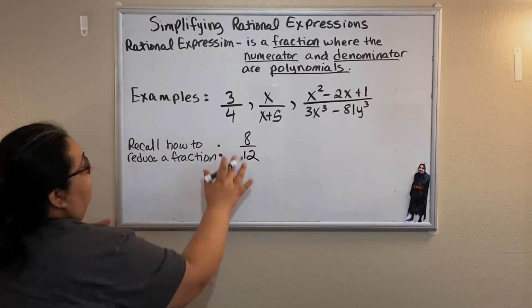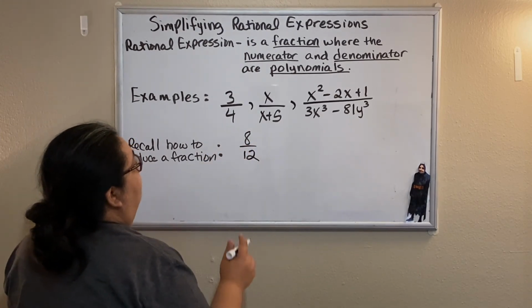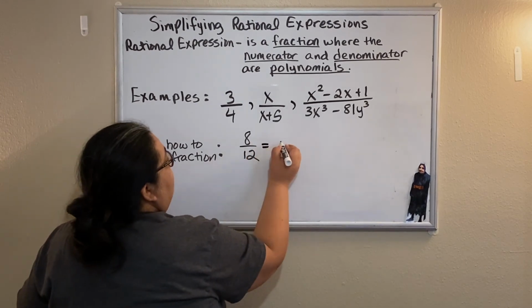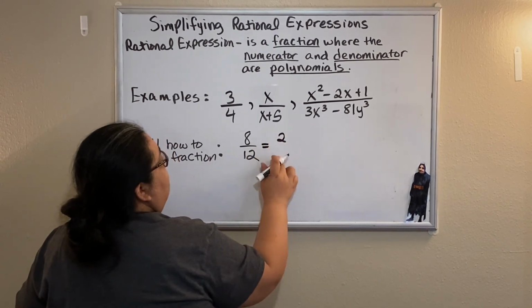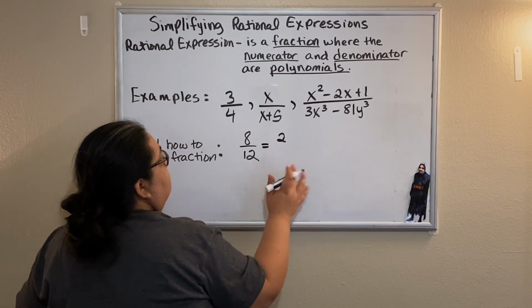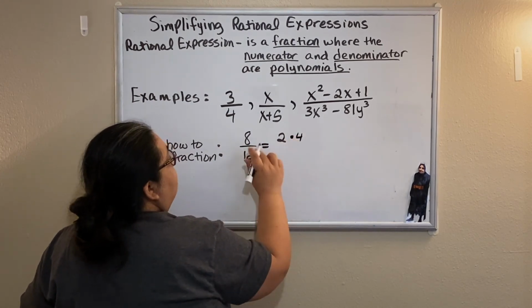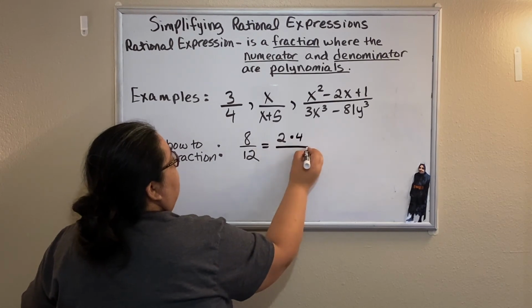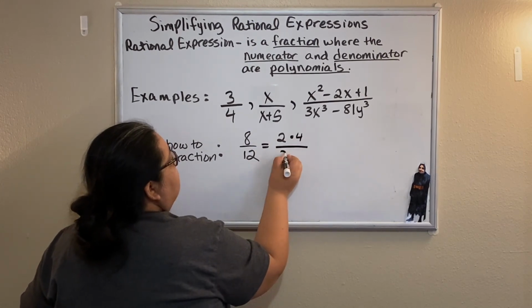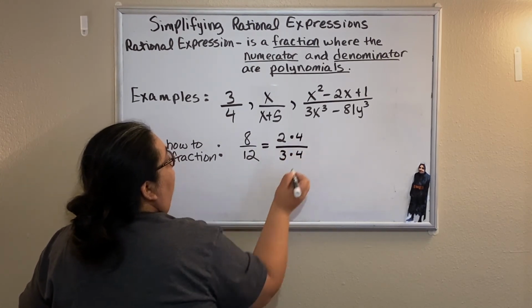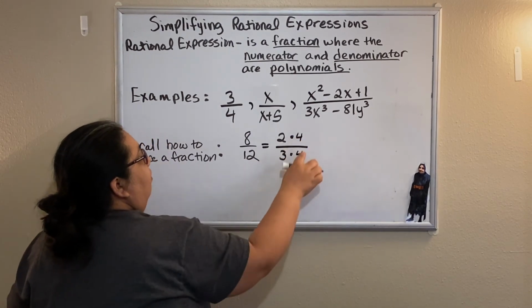I need to factor the 8 and the 12. So I'm going to rewrite 8 as, so we're going to put an equal sign to show that this is the same thing. We're just rewriting it. It's going to be 2 times 4. That's 8. 2 times 4 is 8. Over, and then 12 is 3 times 4. We have a common factor of 4.